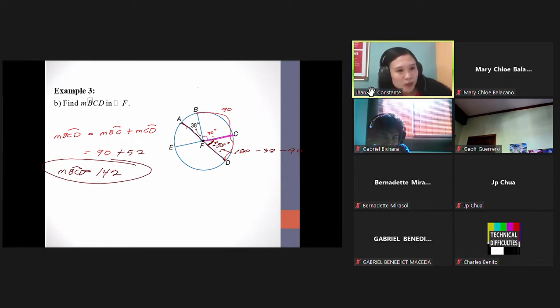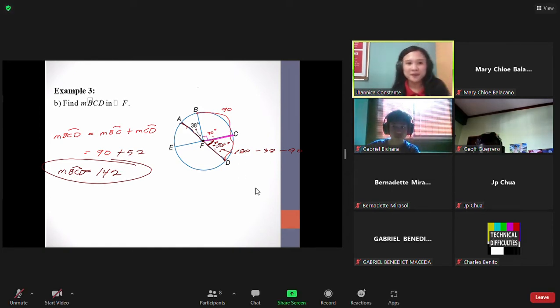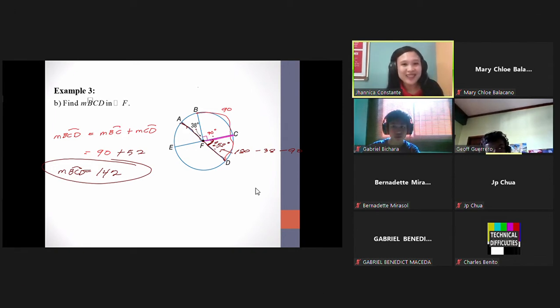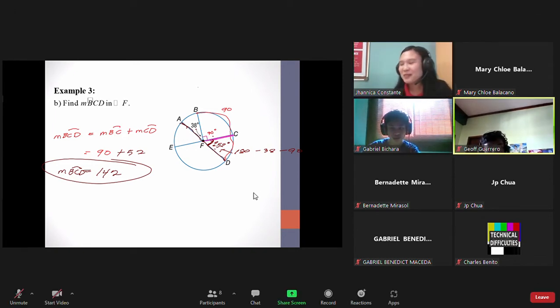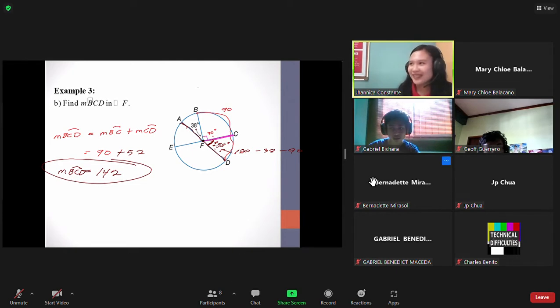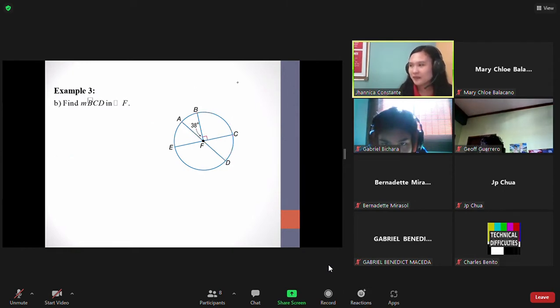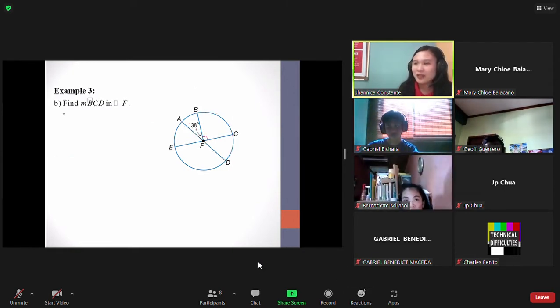Now, before we proceed with arc length, are we okay with this one? Now, more examples for the adjacent arc. Can I clear this one? It's clear. Let's have an example for the adjacent arc.